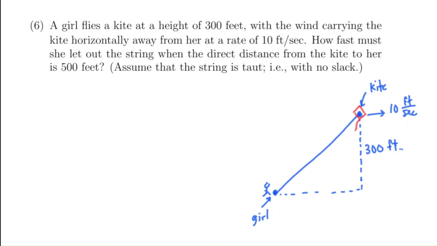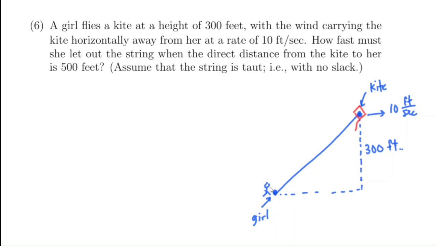Okay, let's do another problem. It says a girl flies a kite at a height of 300 feet with the wind carrying the kite horizontally away from her at a rate of 10 feet per second. How fast must she let out the string when the direct distance from the kite to her is 500 feet? And we're going to assume that the string is taut. In other words, there's no slack in the string.